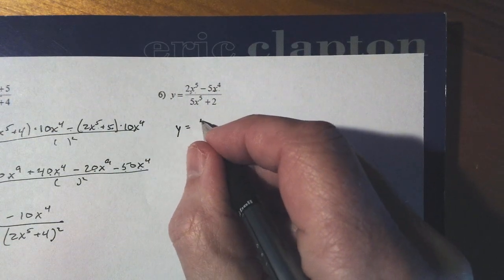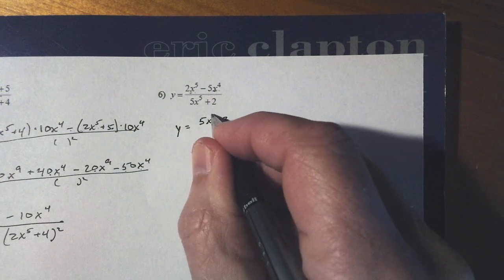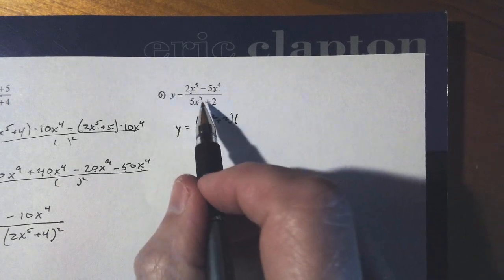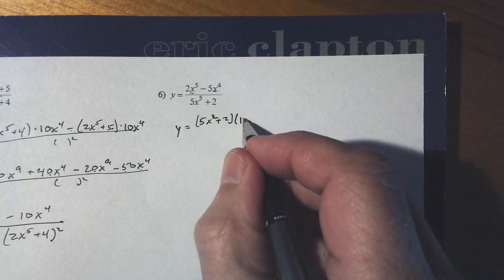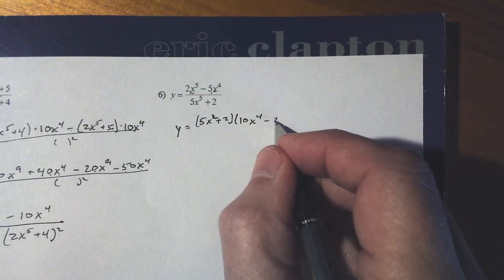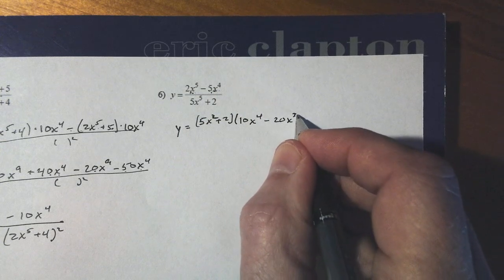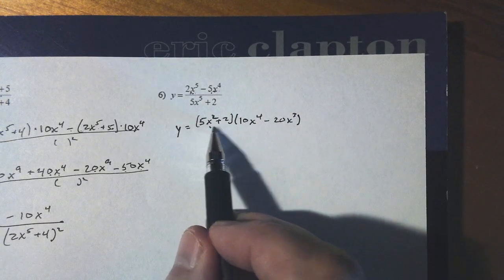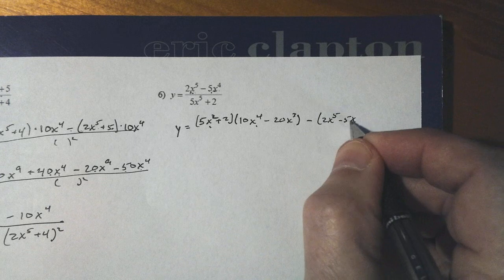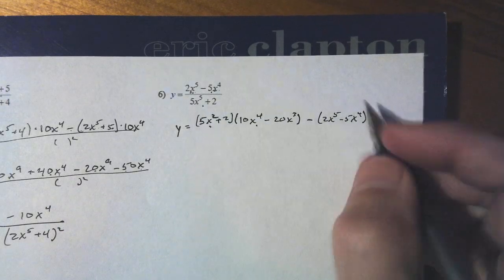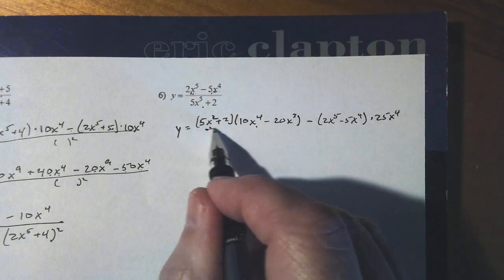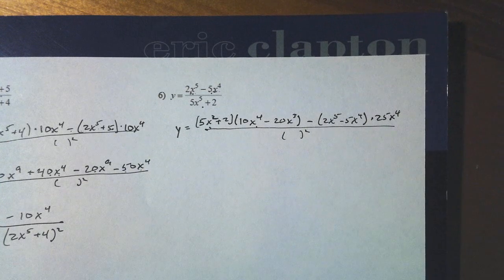Y equals low, 5x squared plus 2. Derivative, D high is 10x to the fourth minus 20x to the third. So that's low D high, minus high 2x to the fifth minus 5x to the fourth, high D low 25x to the fourth, all on the square of the thing below.